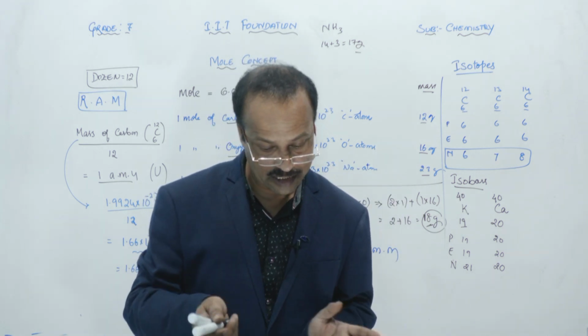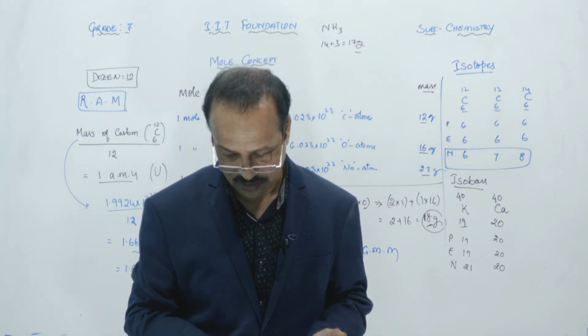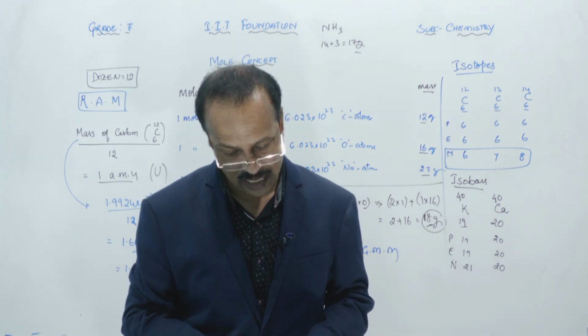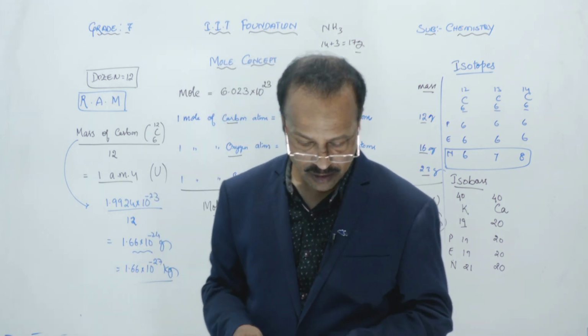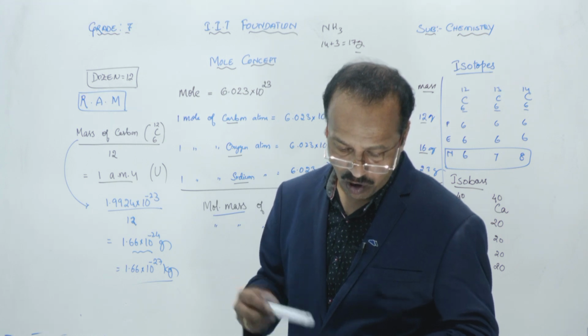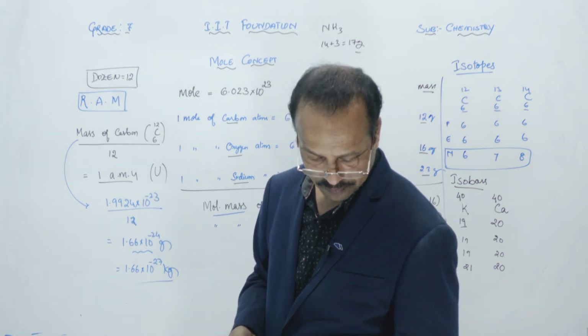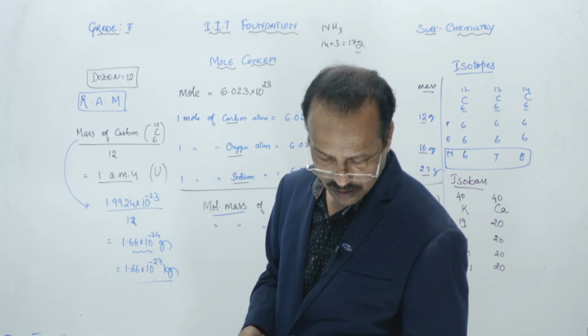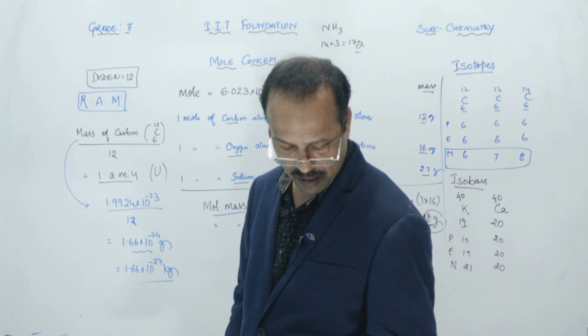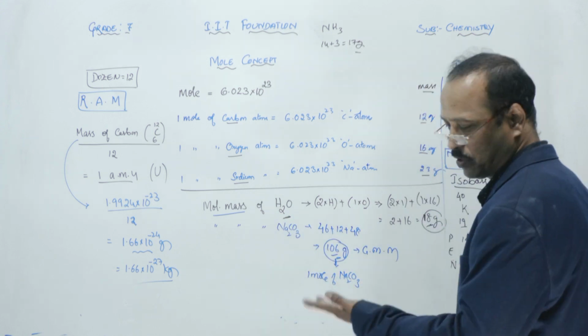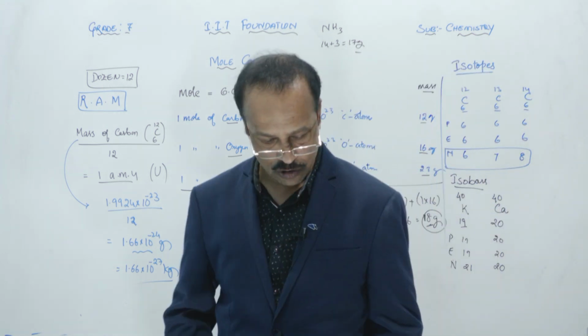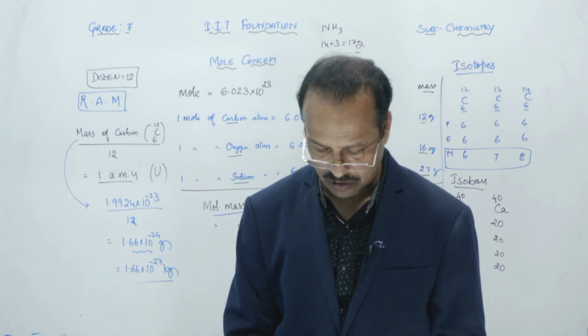Atomic mass of a substance expressed in grams is known as the gram atomic mass, just now we discussed. The sum of the relative atomic masses of all constituent atoms in a molecule is called the relative molecular mass. So very simple, very easy questions.